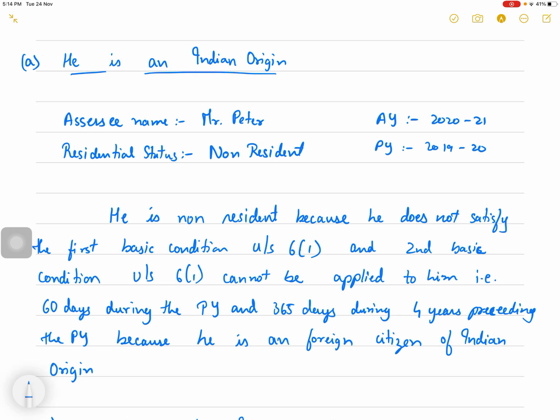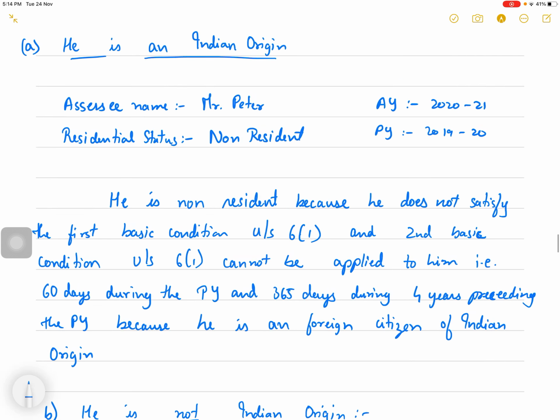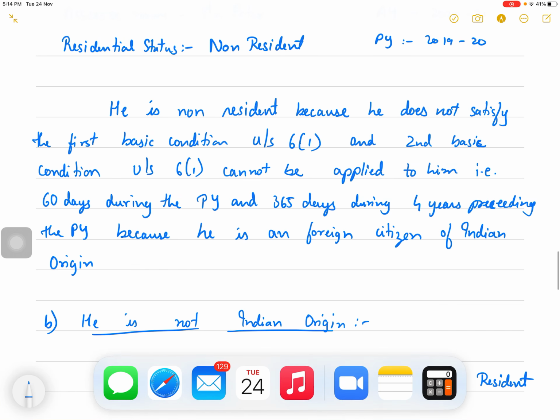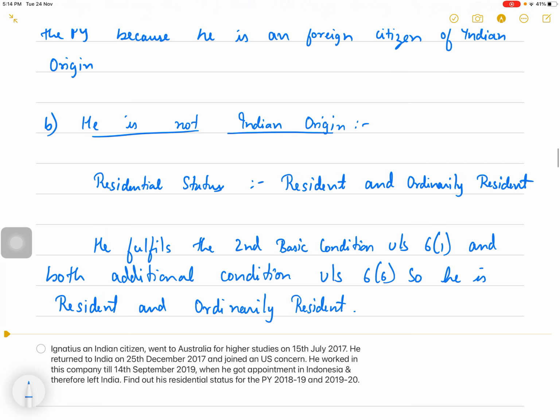Because he is a foreign citizen of Indian origin, right? Therefore he is non-resident. Okay, and if he is not of Indian origin, he fulfills the second basic condition under section 6 subsection 1 and both the additional conditions under section 6 subsection 6. So he is resident and ordinarily resident.